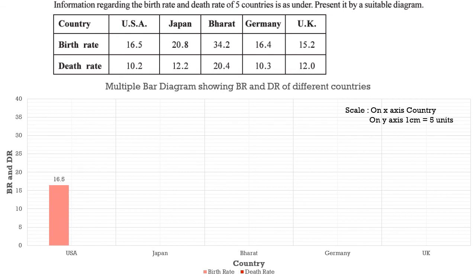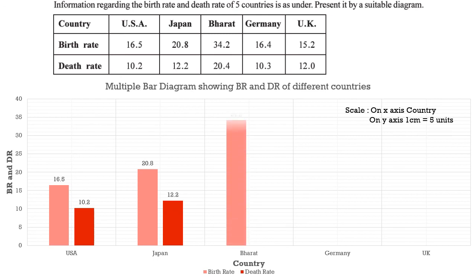Okay, now these are some minute calculations. If you want, you can take big values, but because the maximum value goes up to 40, I doubt you will get enough page to depict it. Okay, next is 10.2, the death rate. Japan, the birth rate is 20.8 and the death rate is 12.2. In Bharat, the birth rate is 34.2 and the death rate is 20.4.